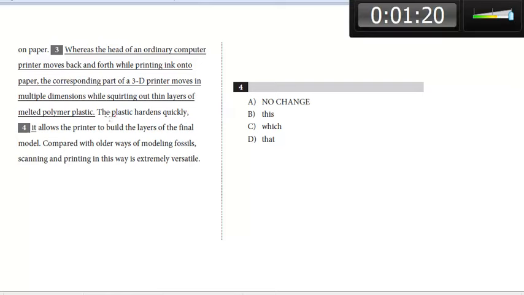So look at it. It says the plastic hardens quickly. Now, first of all, you should notice right away that this is already an independent clause. Independent clause meaning it's already a sentence, right? And then they put a comma over here. It allows the printer to build the layers of the final model. That is actually another sentence, right? Except they put a comma over here to combine one sentence with another sentence. And what is that known as? You already know this error is called a comma splice, right?